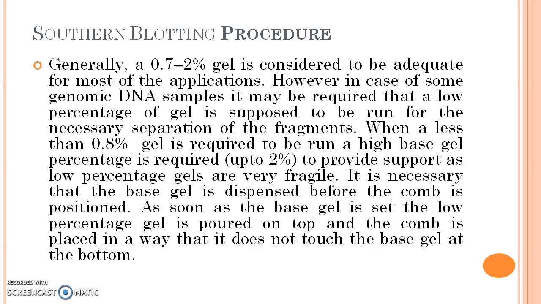Generally, a 0.7 to 2% gel is considered adequate for most applications. However, for some genomic DNA samples, a low percentage gel may be required to run for the necessary separation of the fragments. When a gel of less than 0.8% is required, a high percentage base gel, up to 2%, is used to provide support, as low percentage gels are very fragile.